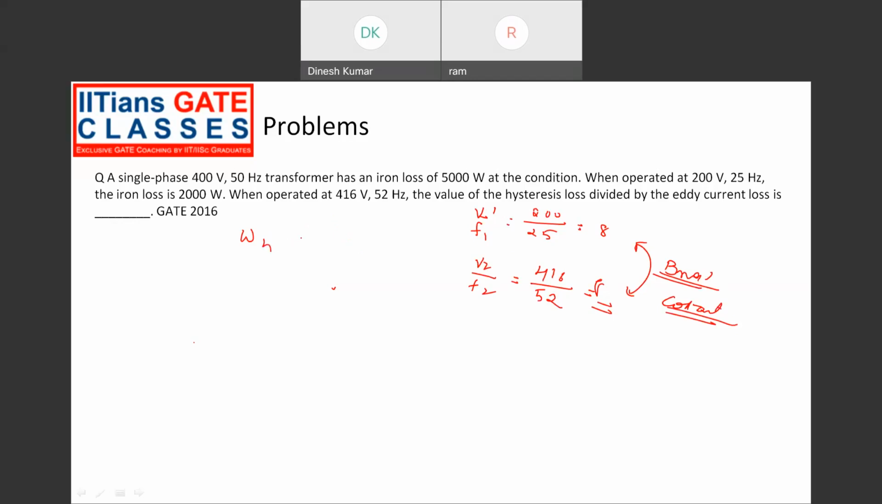hysteresis losses proportional to, or hysteresis losses can be given as some constant Kh into frequency into B to the power 1.6. Similarly, eddy current losses is given by Ke F square B square.